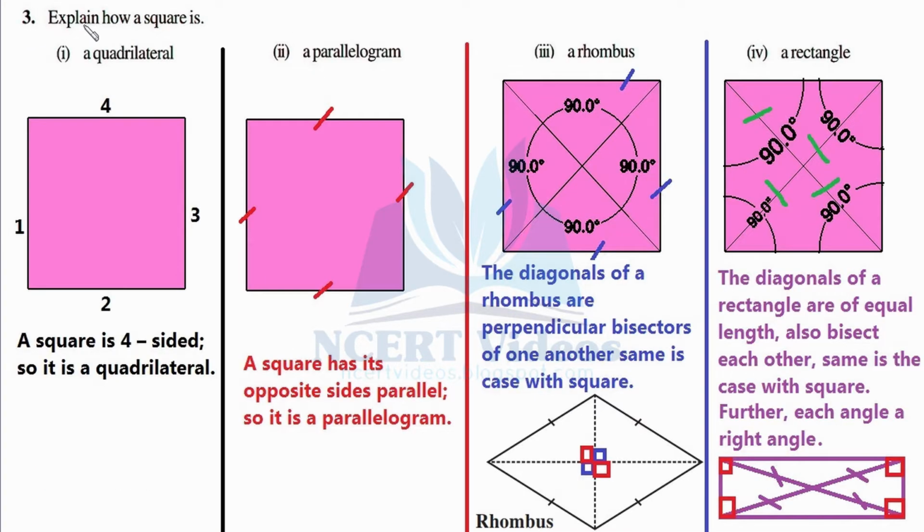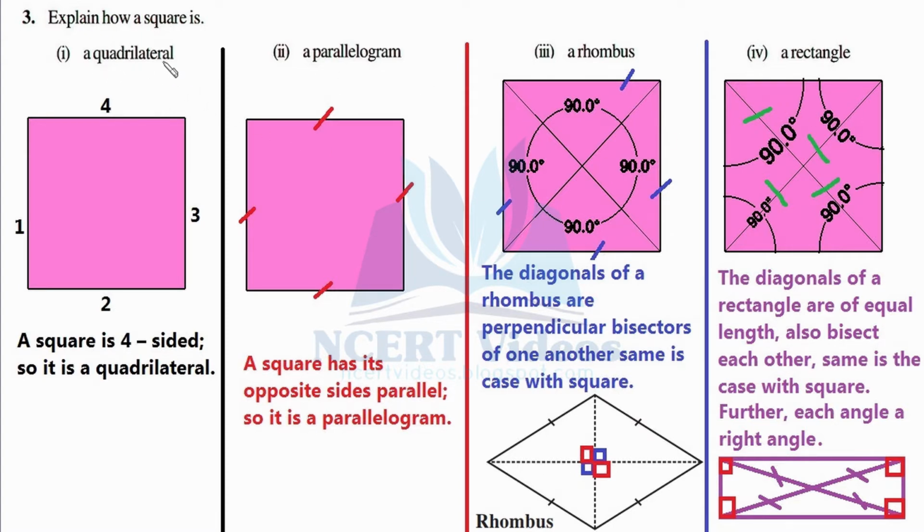Question number 3rd: explain how a square is a quadrilateral, a parallelogram, a rhombus, and a rectangle. In question number 1st, we told you that a square is a figure that can be termed with other names like quadrilateral, parallelogram, rhombus, rectangle, because a square meets all the properties of these figures. Now we have to show how we can name a square as the following figures.